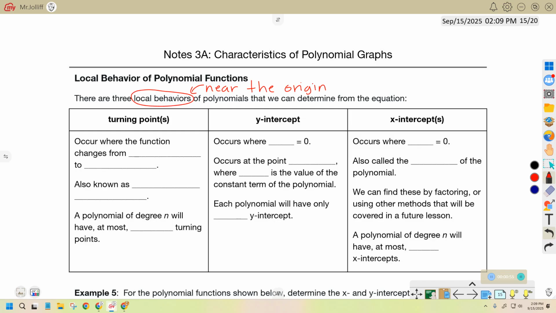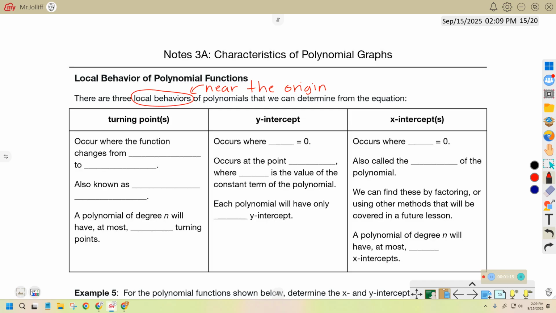Local behavior is the middle of the graph. Yeah. End behavior is the far edges. Local behavior is the middle, near the origin. In and around the origin. Yeah. So it's the region of the graph that has the origin in the middle.